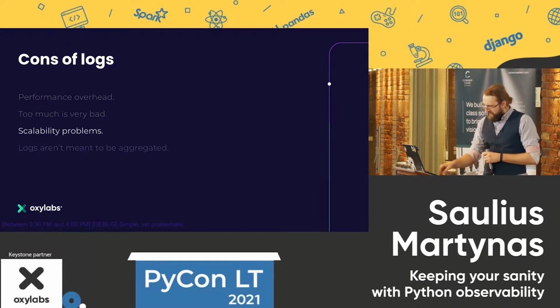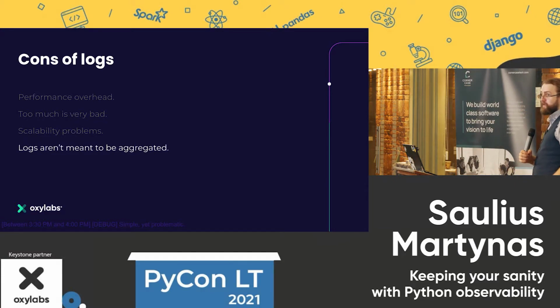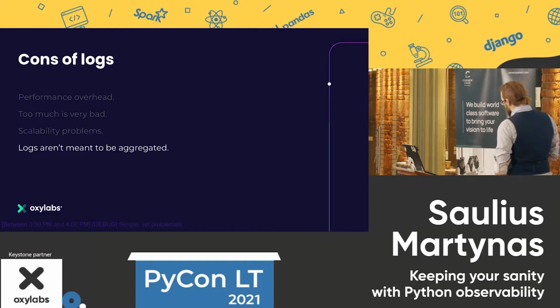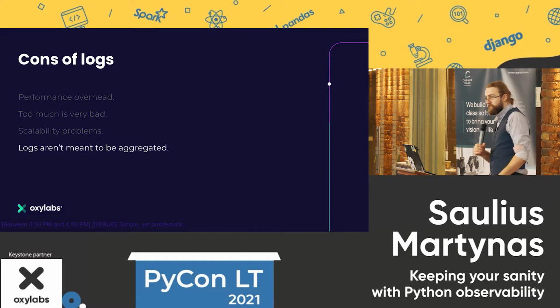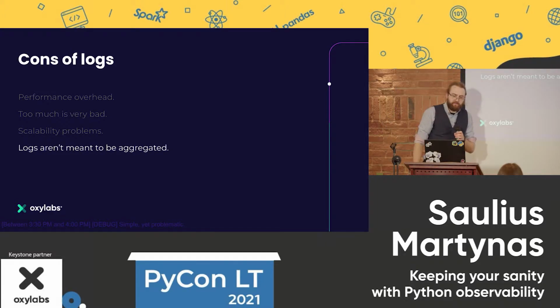And lastly, logs aren't really meant to be aggregated. The thing is that a log, in general, is a human-readable thing. So if you need to have analysis of logs, you'd need to read through all of that as well, which really sucks if you need something more analytical, like using maps or graphs. Imagination is the ceiling. So those are the cons.